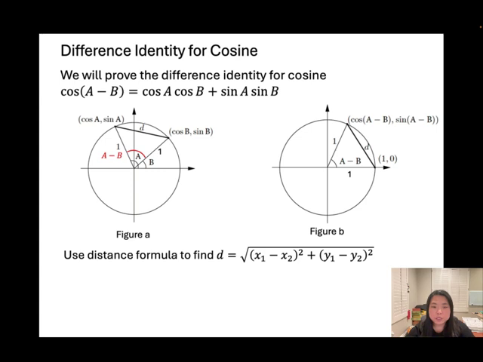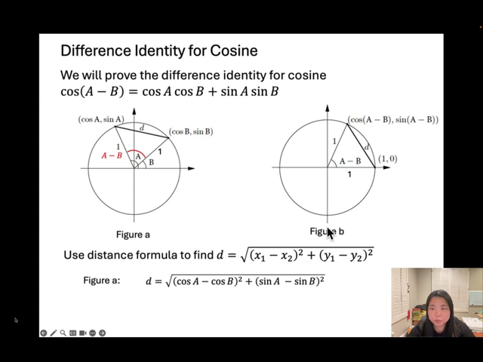Now I'll use the distance formula to find D. D equals the square root of x1 minus x2 squared plus y1 minus y2 squared. Using these two points and plugging into the distance formula, I get cosine A minus cosine B squared plus sine A minus sine B squared. We're looking for the distance D here.